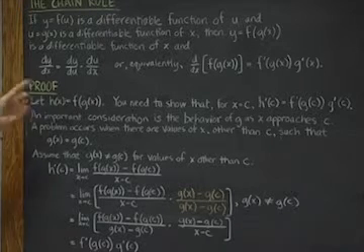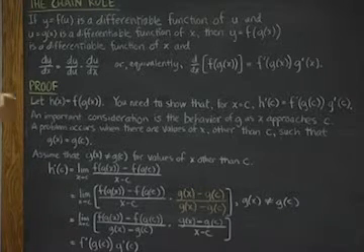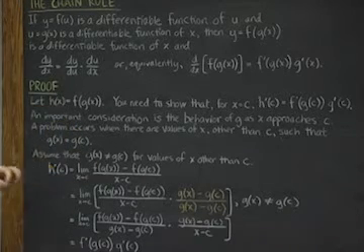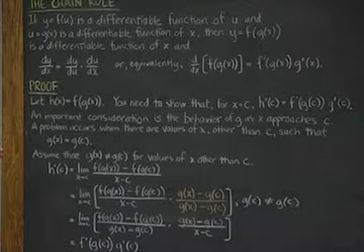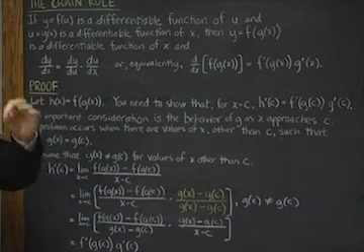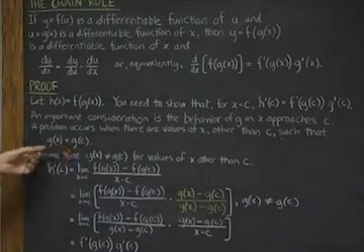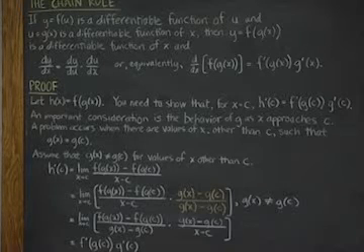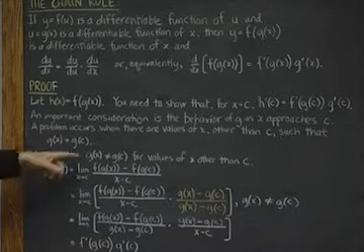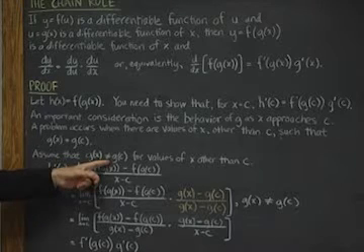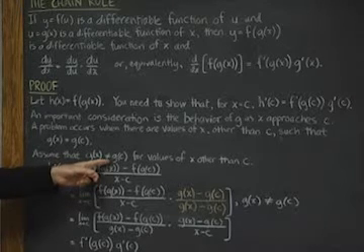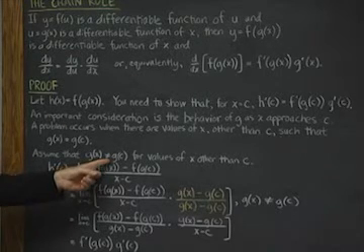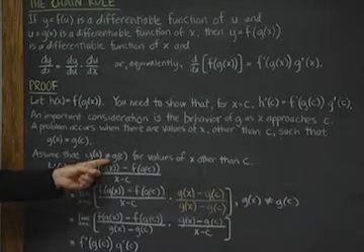Well, there's an important consideration here about the behavior of g as x approaches c. There's a problem if there are values of x other than c where g of x equals g of c. So we're going to assume in this proof that g of x and g of c are always distinct for values of x other than c. In a moment, we'll prove the more general form of this chain rule.